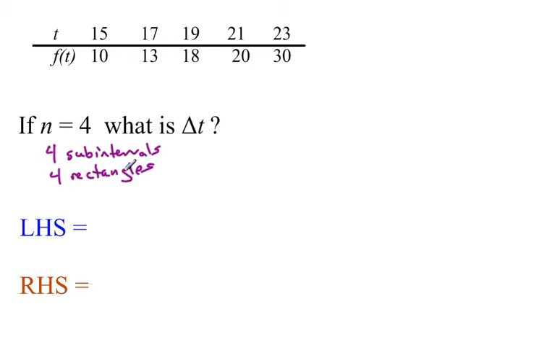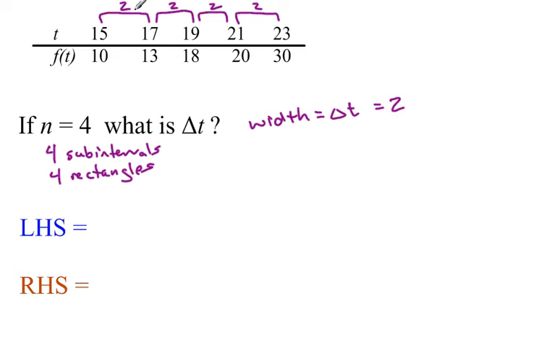When I have a chart, it kind of helps to show the rectangles like this. So here's 1, 2, 3, and 4. And I can see the distance between each of these is 2. So my width is 2. And my width is delta t, which in this case equals 2.